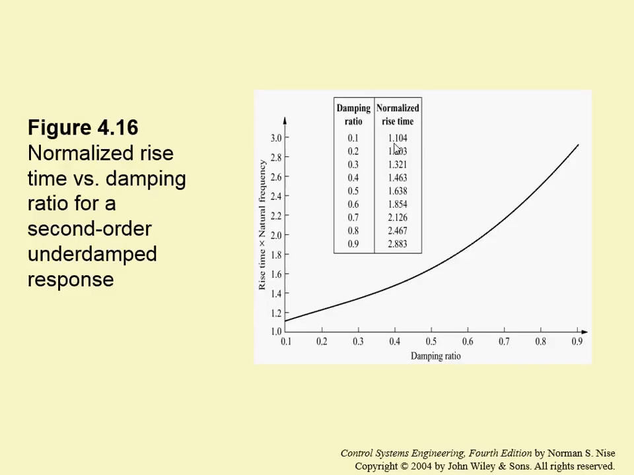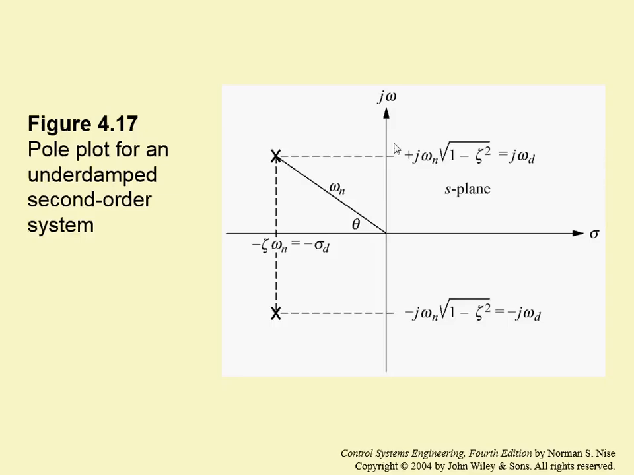Okay? And this one would be the imaginary part, omega n square root of 1 minus the damping ratio squared. So this part would be the damped frequency. So this is the natural frequency, this would be the damped frequency. That's why this is important for you to remember.